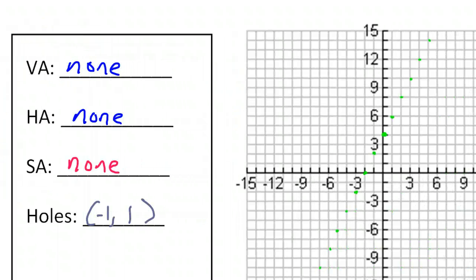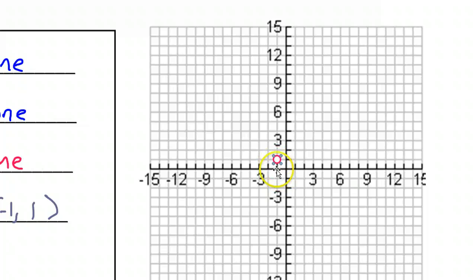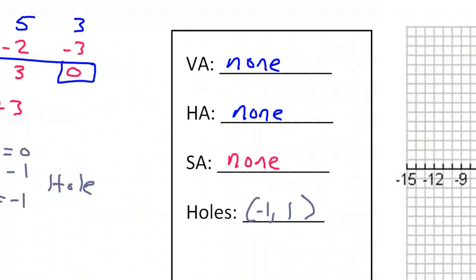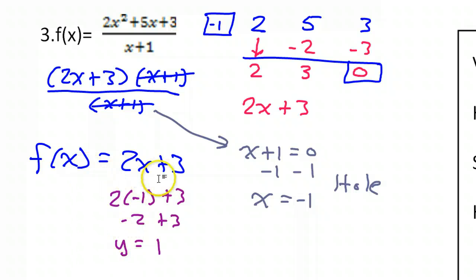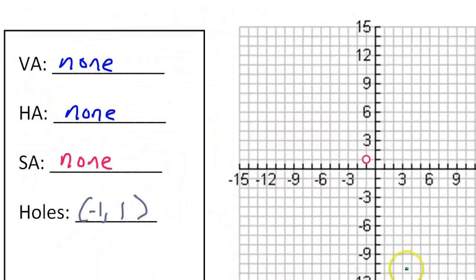We might as well graph that. So there's our hole at negative 1 comma 1. Now let's graph the rest of the function, and we'll do that by graphing the simplified version of the function. We're just going to graph this. Now this is just a line, a linear function, y equals mx plus b. That tells us to start at a y value of 3. So the y-intercept is here.